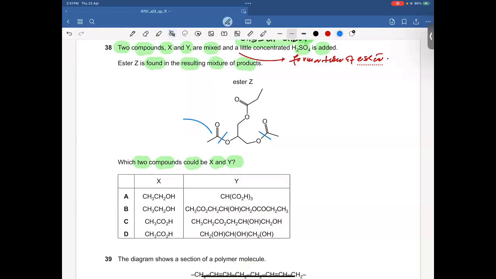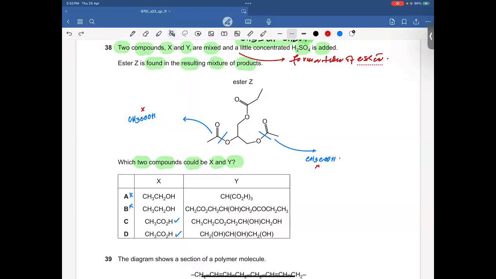So this must be ethanoic acid, and this must be ethanoic acid as well, because we have 2 carbon atoms. So this is ethanoic acid, CH3COOH, and this is also ethanoic acid. So X is going to be ethanoic acid, which means options A and B are incorrect. How about this one? This is your X. Let's talk about the Y one.